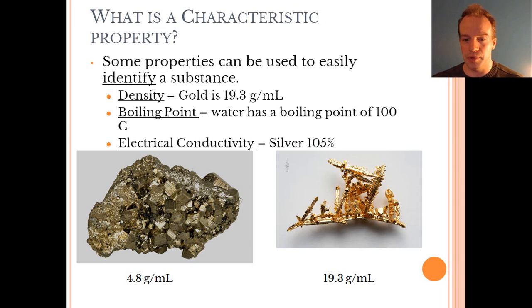So if we look at iron pyrite or fool's gold, and we measure its density compared to that of real gold, we can know that it is iron pyrite and not real gold. We're using a characteristic property, which is density. So if I take the metal and it measures 4.8, I know that it is iron pyrite and not real gold, which is much more dense. So we can use characteristic properties to identify substances. And that's really useful because we can find out what things are.